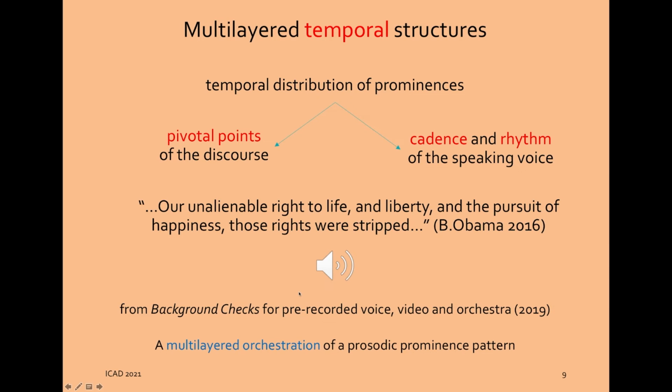Our right to peaceful assembly. That right was robbed from movie goers in Aurora. Our unalienable right to life and liberty, pursuit of happiness, those rights were stripped from college kids in Blacksburg and Santa Barbara, and from high schoolers in Columbine.